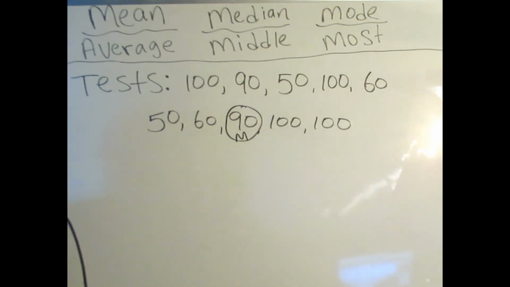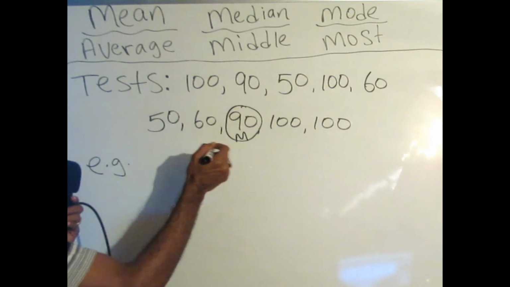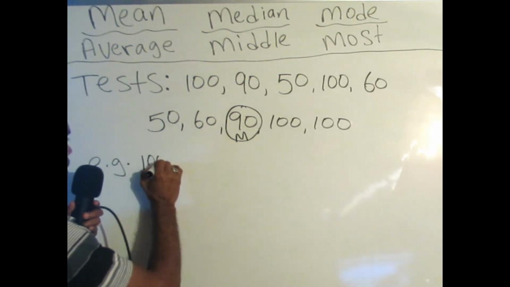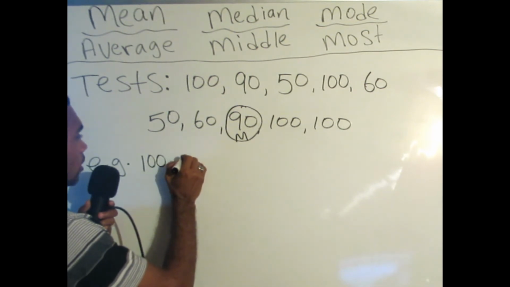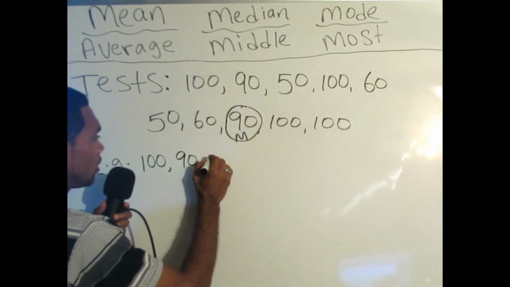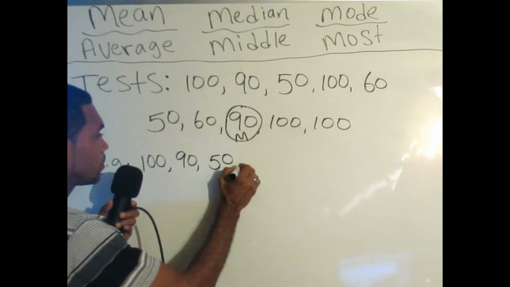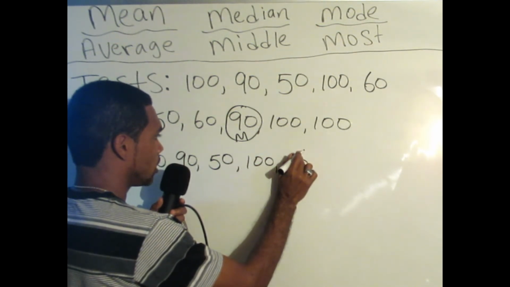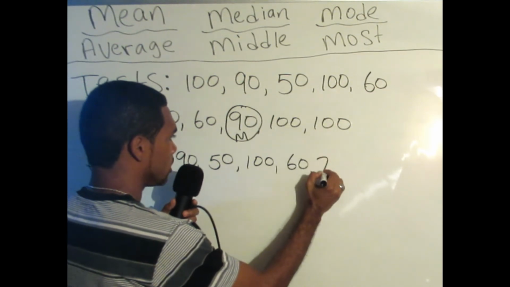All right, so let's do another example with even numbers. We'll use this same set of numbers and we'll just add one more. Let's say you have 100, 90, 50, 100, 60, and 70.